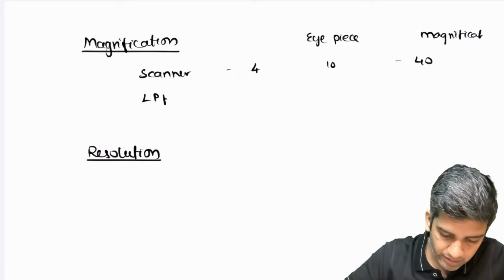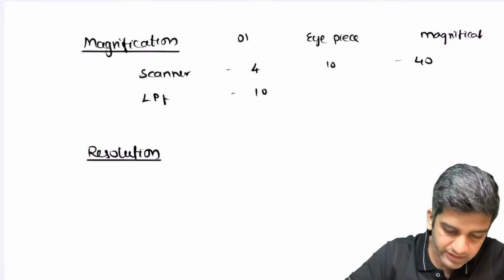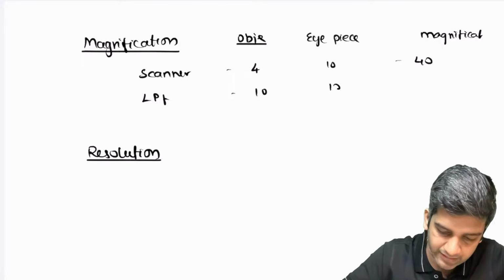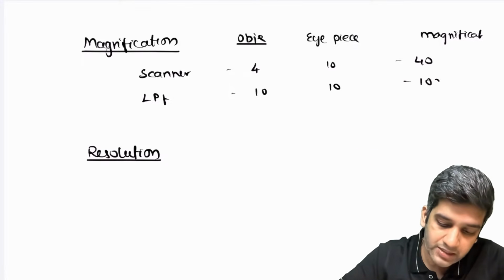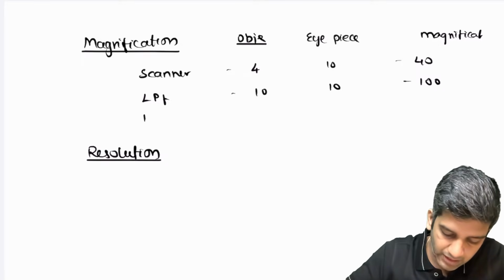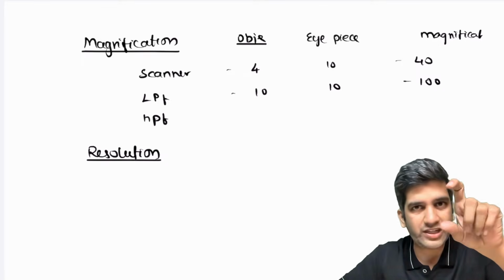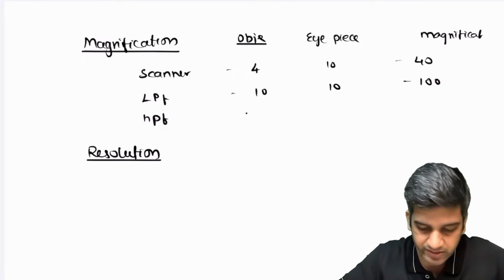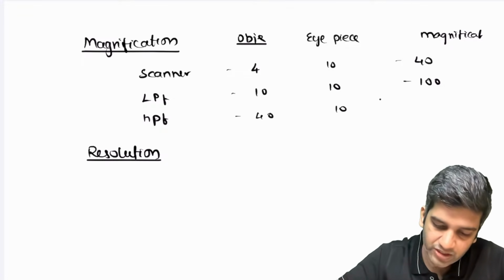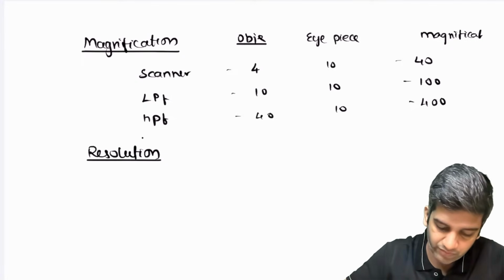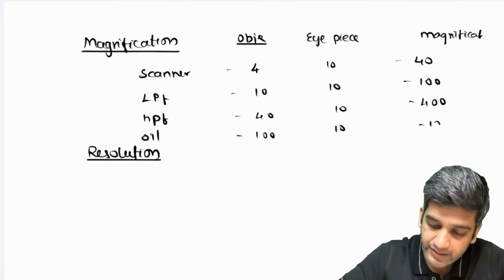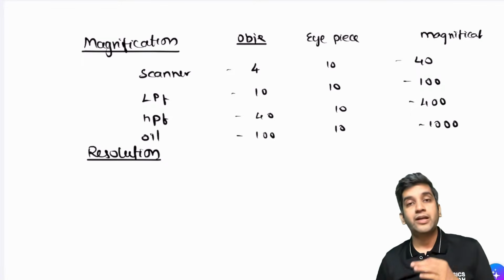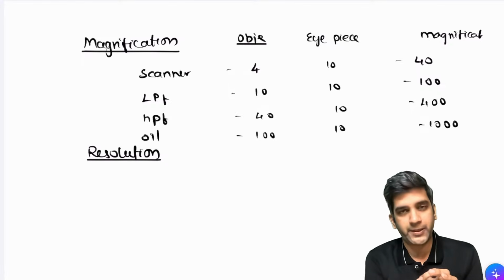Low power field was 10. This is objective power, right? And this is again 10. The eyepiece power is always constant, always 10, right? It gives a 100 times magnification. A high power field, HPF, that's a 40 X lens, the blue lens, right? There's 40 here, there's again standard, it gives 400 times magnification. And oil immersion is 100 here, it's 10 here, it gives 1000 times magnification. The maximum I can magnify with respect to a light microscope is 1000 times.